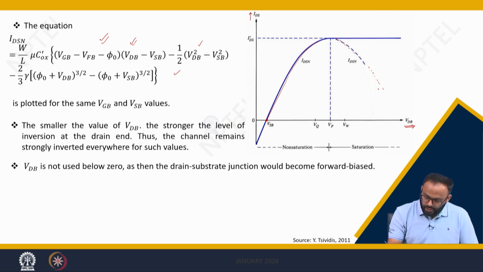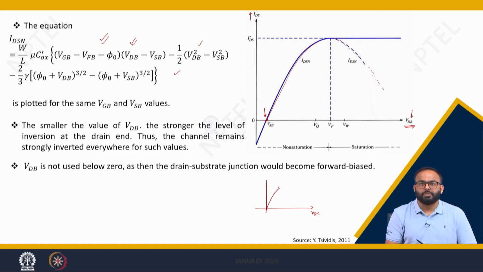The good point to see here is we are considering the body as a reference. That is why the VSB term is coming up. If I represent it with VDS, then this point will be 0, it will start from 0. That you need to take care of. The second thing is, this negative portion of the current shows that the model we are deriving is still valid for some negative values of VDB, though we have already argued that VDB should be positive, because this junction should be reverse biased.